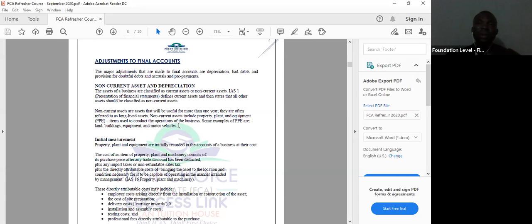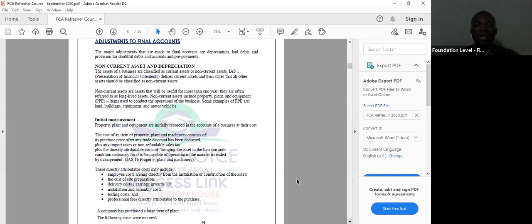IAS 1 also talks about the types of measurement that we have. Number one, we have initial measurement. Number two, subsequent measurement. Number three, disposal, which is when you dispose of the asset. These are the types of measurement that we have. Now, initial measurement is talking about, firstly, once we get an asset, the non-current asset that you are referring to is PPE.